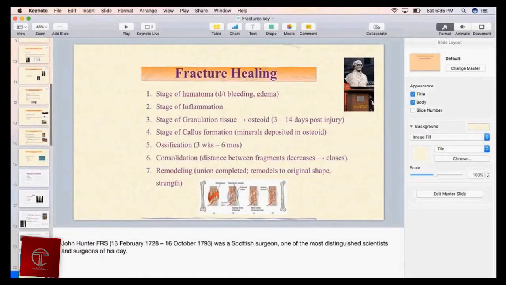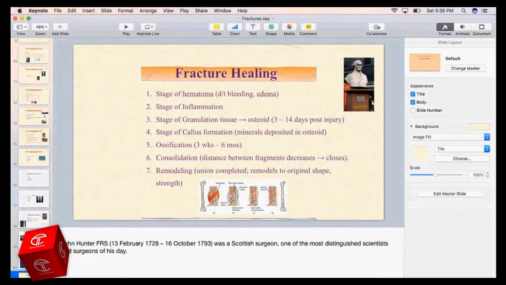So this is the nutshell of fracture healing. Stage of hematoma, that immediately follows the bleeding and edema. Stage of inflammation, stage of granulation tissue, that is nothing but osteoid, or the new bone before mineralization. That lasts for 2 weeks.